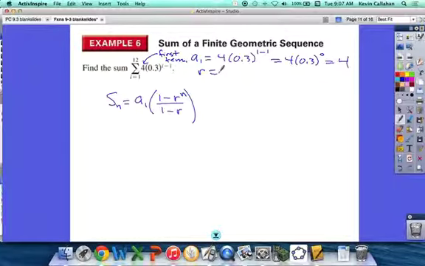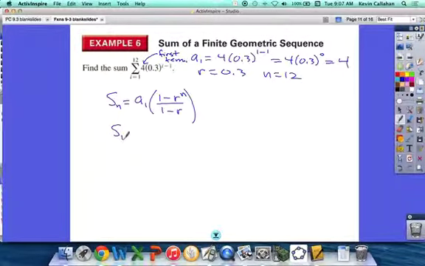In this formula right here, what is it that represents r? It's 0.3, right? It's whatever is being raised to the power. So that's 0.3. And how many terms are we adding up? It starts at 1 and it goes to 12. n equals 12. So that's everything you need to plug in.